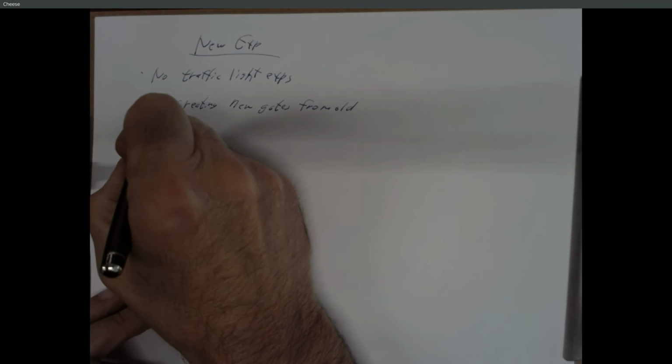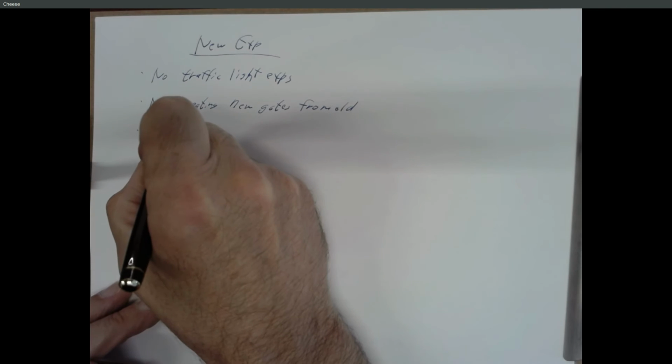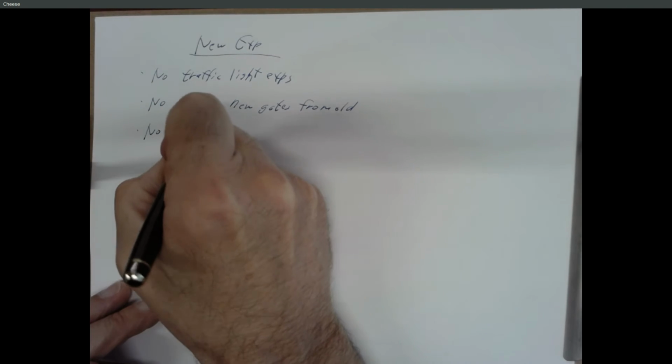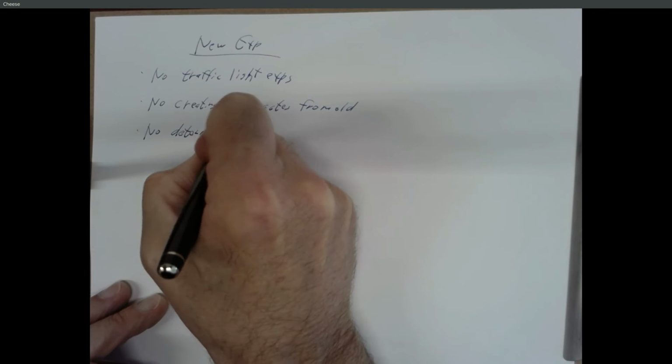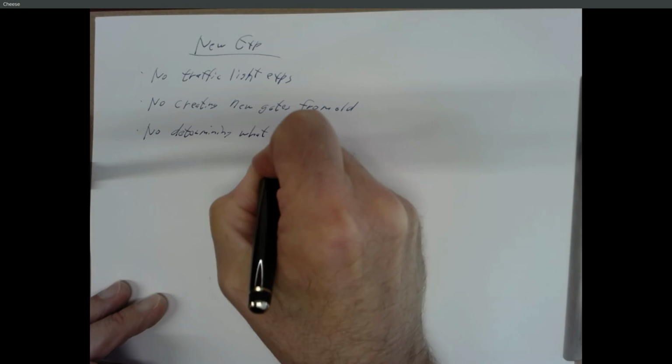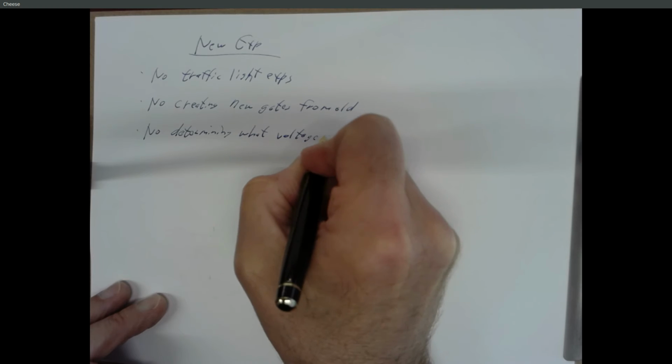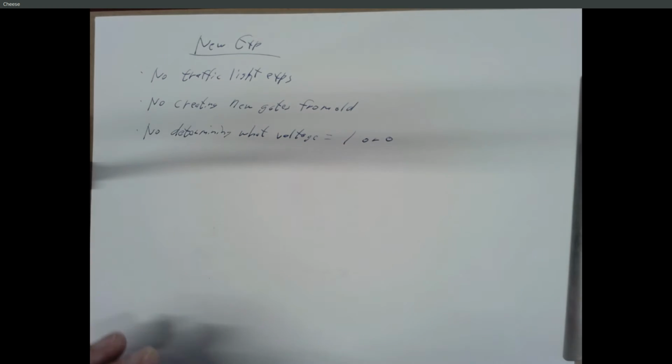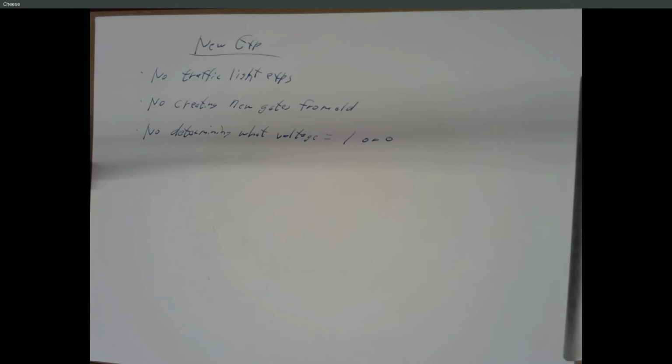And one more, no determining what voltage equals a 1 or a 0. Because I got about 5 new experiments on that, and I had one of them on Lab 1. So that one's tapped out. And no experiments measuring resistors in series or parallel.